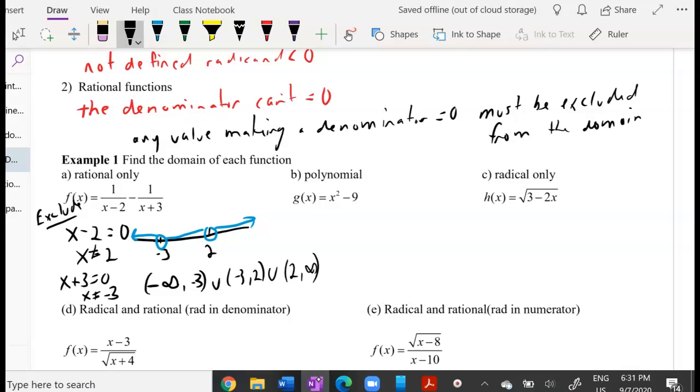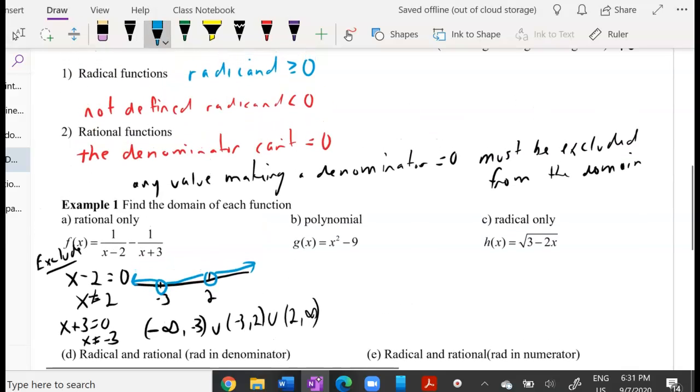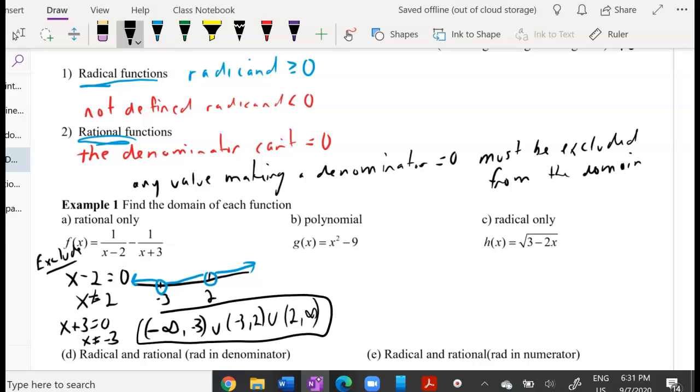Okay. Next one is a polynomial. Remember, if we don't see one of these two things here, if we don't see a radical and we don't see a denominator or a rational function, then the domain is simply all real numbers. So this is the answer to the first one. The second one is just simply all real numbers.